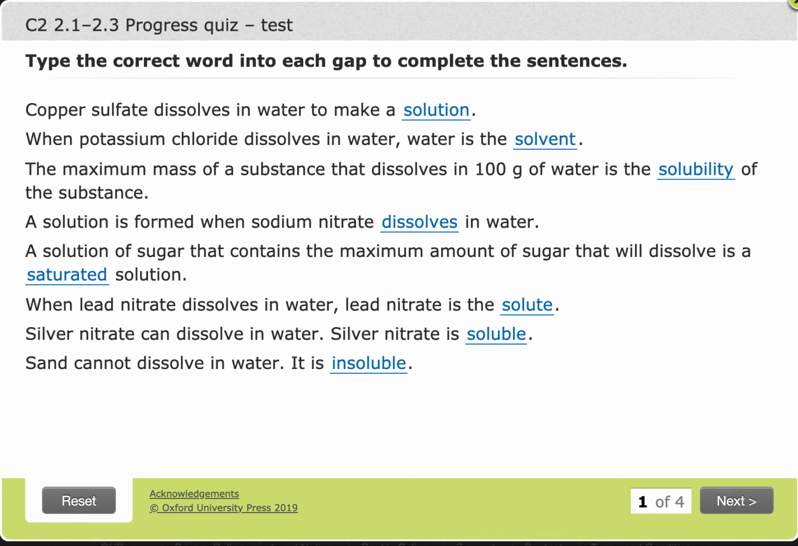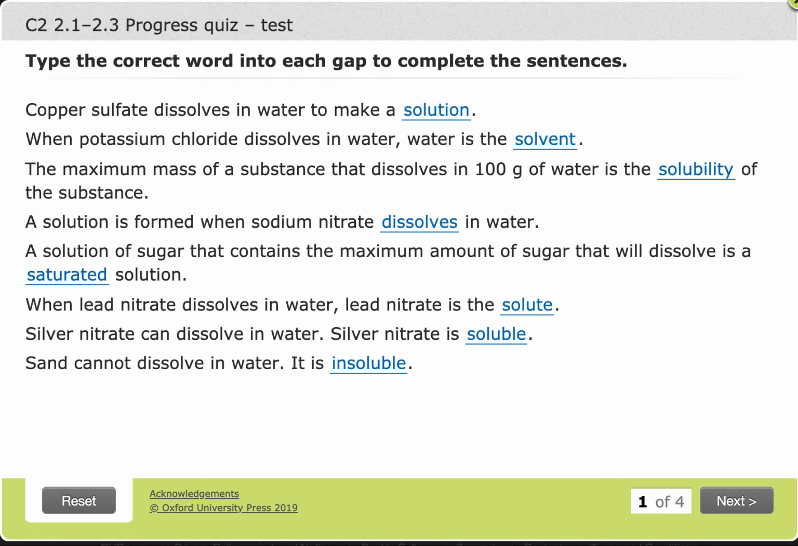This is our separation techniques progress quiz 1. This is dealing with topics 1, 2 and 3 in our Caboodle scheme of work. The first slide is all about words to do with sol, which is really about dissolving and forming a solution. So let's have a look through the answers.